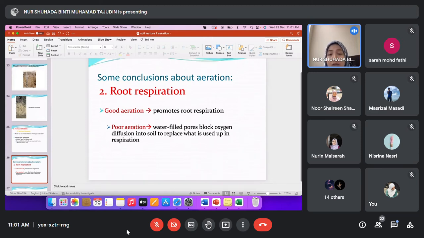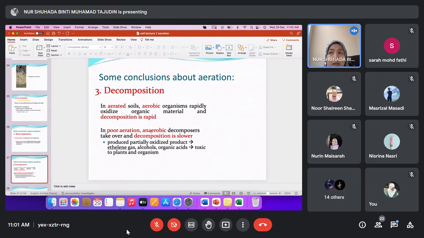Okay, so aeration. Good aeration promotes root respiration. Poor aeration, of course, blocks oxygen, and the roots cannot use the oxygen. Okay, so decomposition needs to happen in aerated soils. Aerobic organisms rapidly oxidize the organic materials. Okay, so the decomposition is rapid when the organic materials are exposed to oxygen. However, in poor aeration, anaerobic decomposition occurs. Okay, so in anaerobic decomposition, the decomposition is slower.